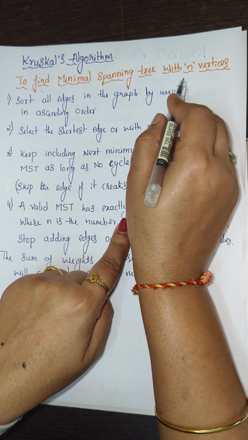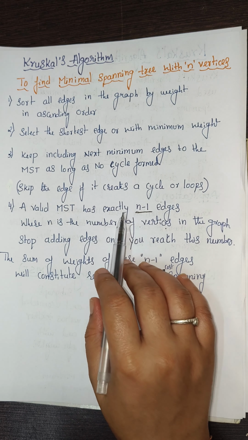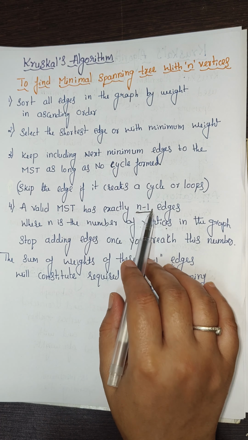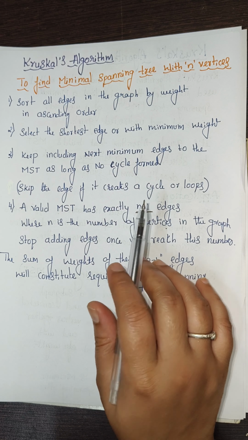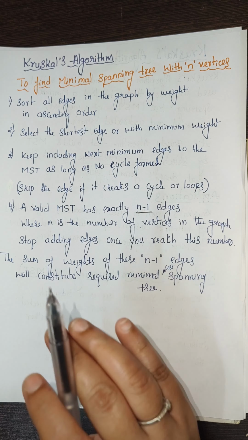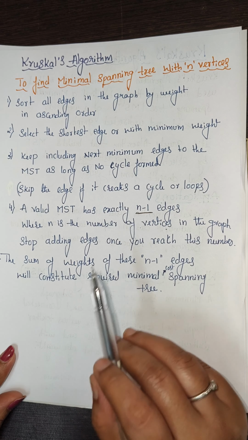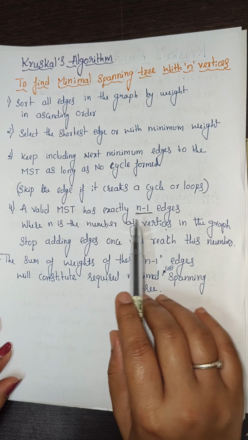Remember, what is the n here? N is the number of vertices. The valid MST has exactly, not less than, not more than, exactly n minus 1 edges. If you are not getting n minus 1 edges, then consider that you made a mistake somewhere and do it again, where n is the number of vertices.